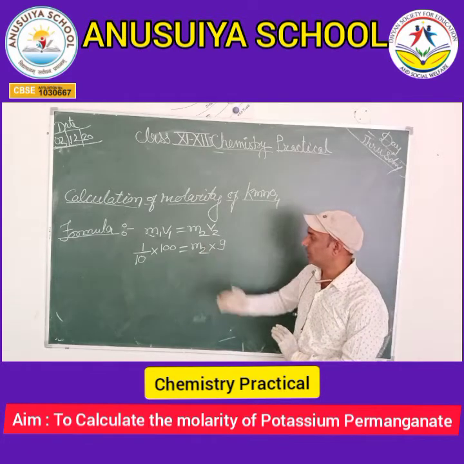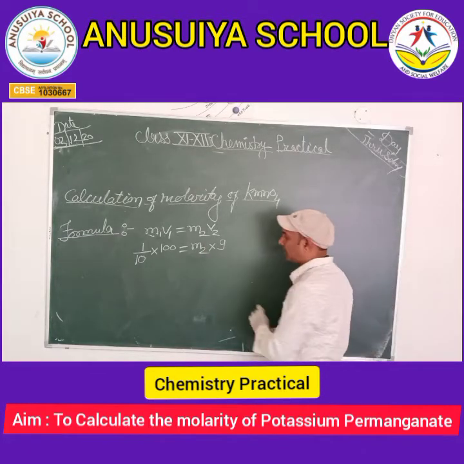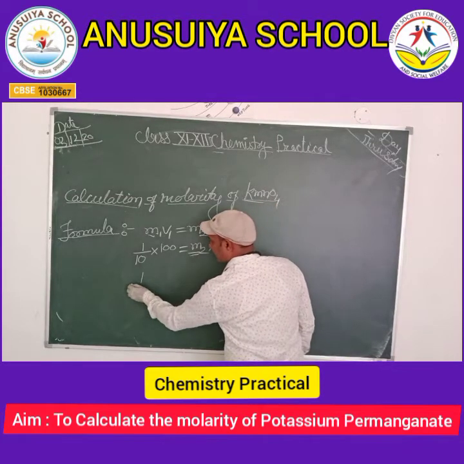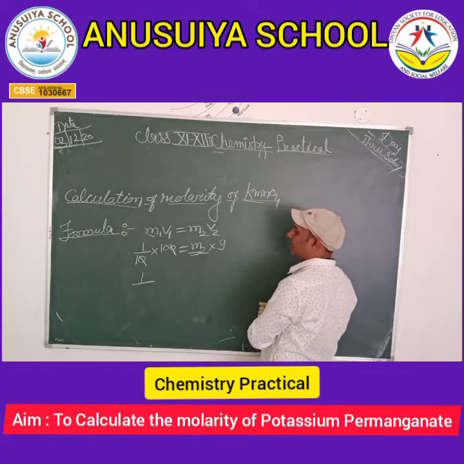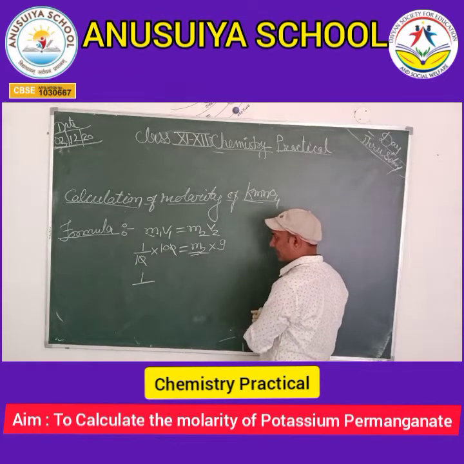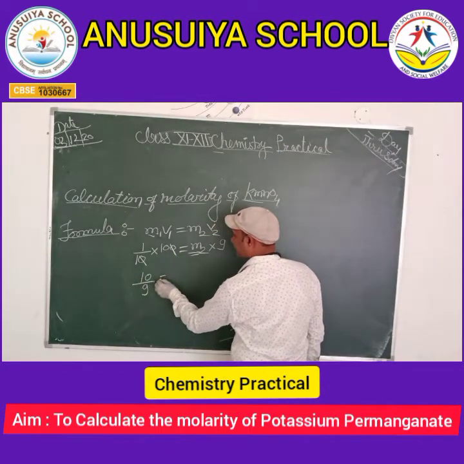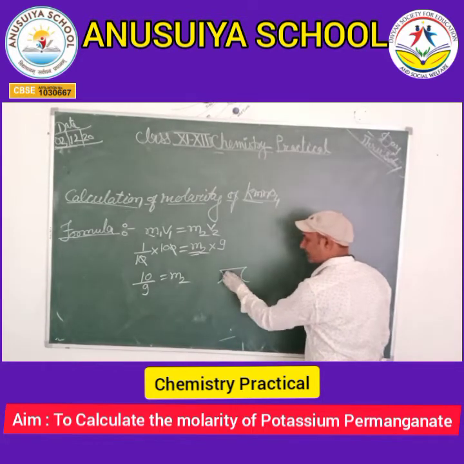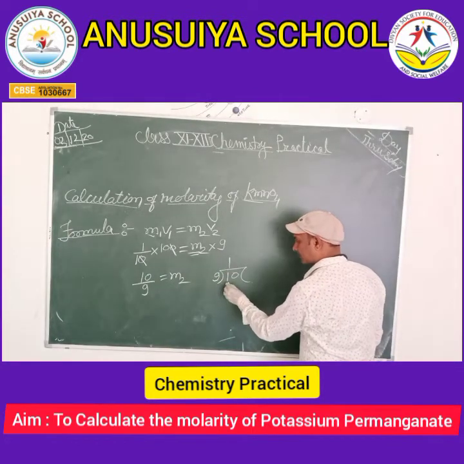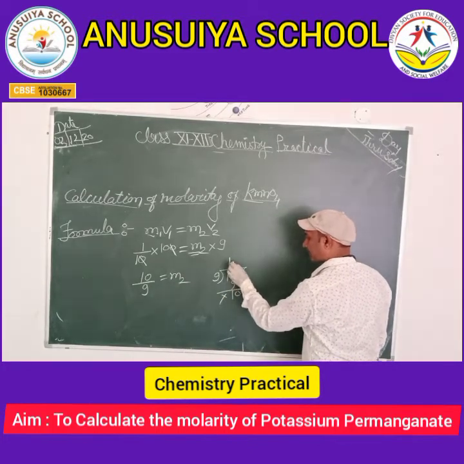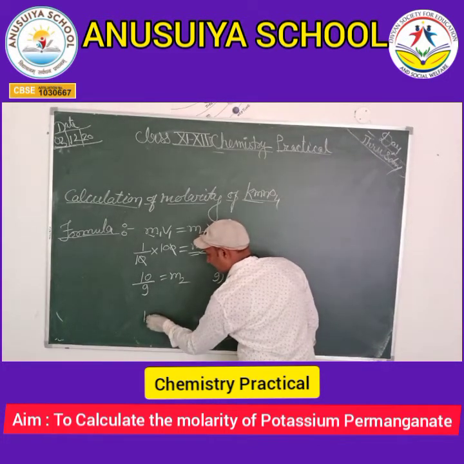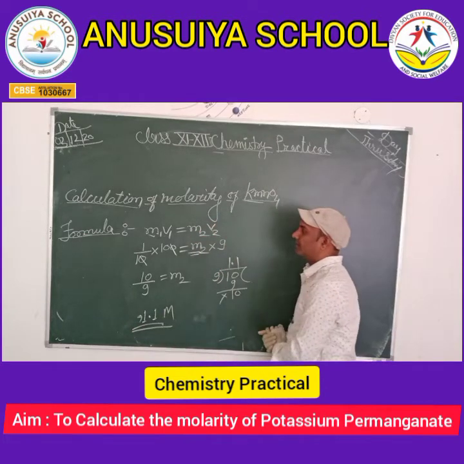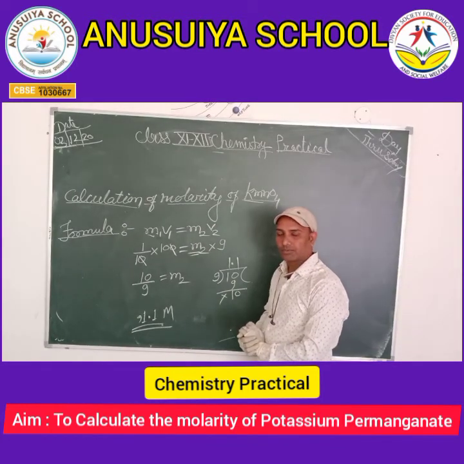Now we can solve for M2 with the help of this formula. M2 means molarity of KMnO4. So for this, 0 and 0 will cancel out, and we will divide it by 9. So M2 is 10 upon 9. So let's divide. It is 1.1 approx molar. It is the molarity of KMnO4. Okay students, thank you for watching.